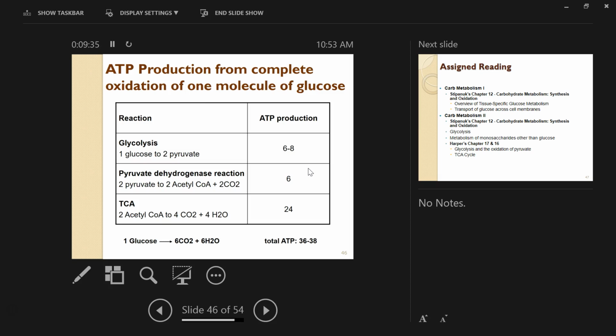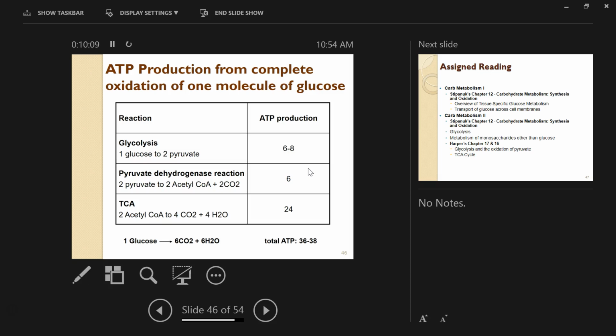6 to 8, right? 6 to 8. And then how many acetyl-CoA can be generated from one molecule of glucose in oxidation? 2, yes. So then 2 acetyl-CoA molecules will enter the TCA cycle for complete oxidation, right?